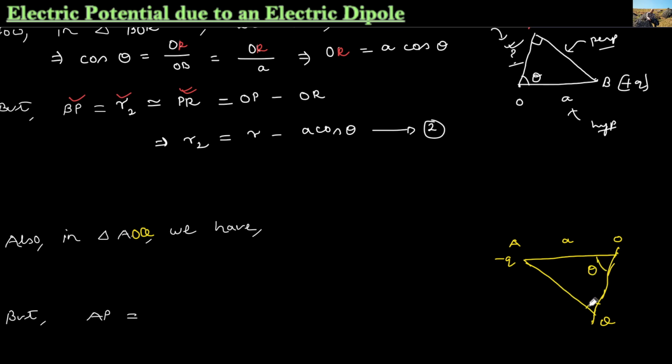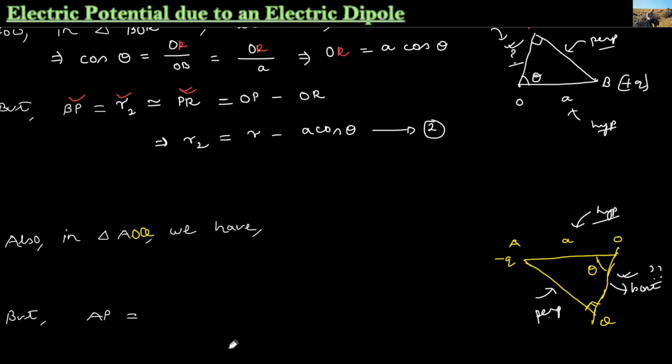It is obvious that if this is 90 degrees, this side OE will be our hypotenuse. Then this line OQ will be our base, and this line will be our perpendicular. Over here we are interested in finding what is this OQ.